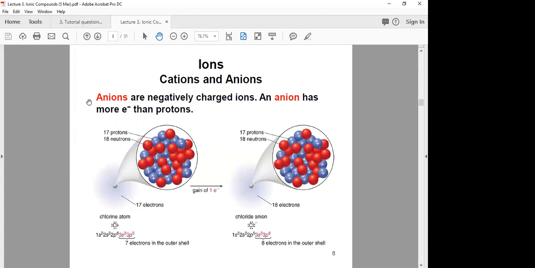Okay, let's look at anions. Anions are the negatively charged ions, and an anion has more electrons than protons. Classic example, once again, is the chlorine atom, which has 17 protons and 17 electrons in its neutral state. Chlorine belongs to, or is found in, group 7A. What do we call the group 7A elements? Halogens. Very good. There we go. Good one to remember.